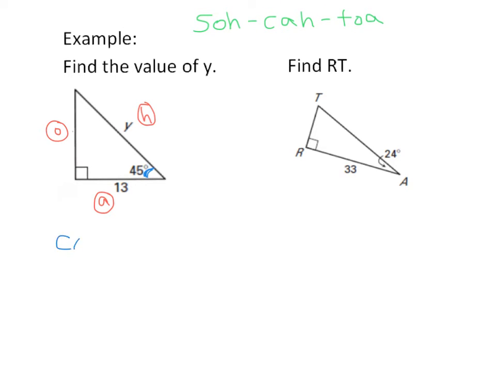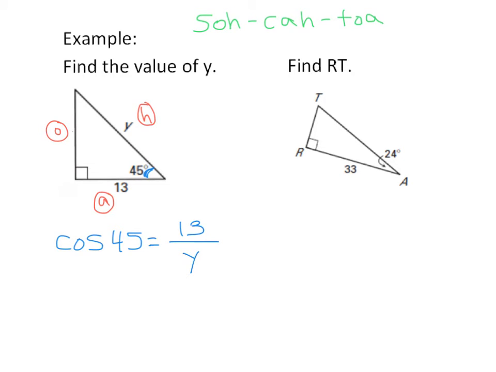So I will write cosine, and then next to cosine I write the angle measure that I am given, 45, and then I say that that cosine is the ratio between the adjacent side and the hypotenuse. The adjacent side always goes in the numerator because it's the first one listed in our ratio. So A is 13, so I'm going to write 13 in the numerator. And the hypotenuse goes in the bottom, and the hypotenuse is y.